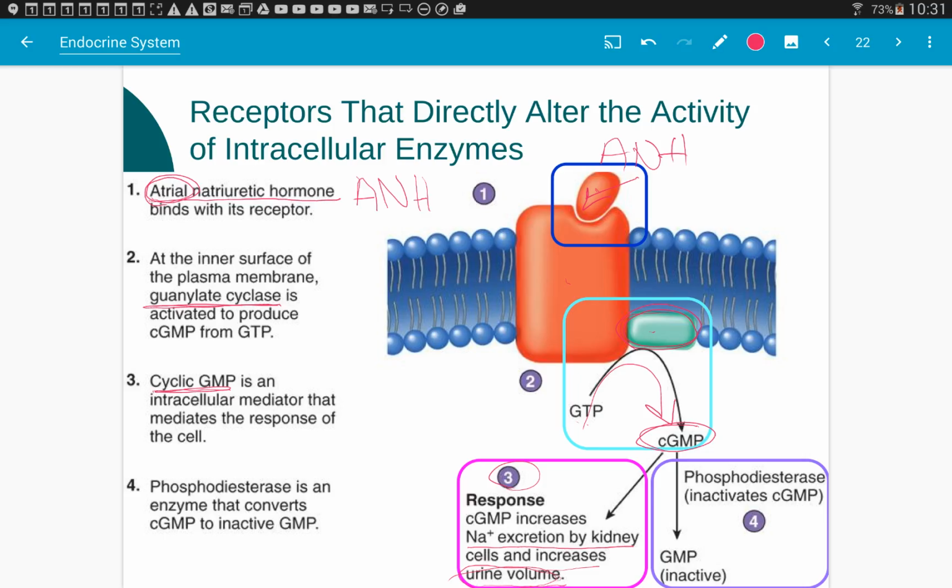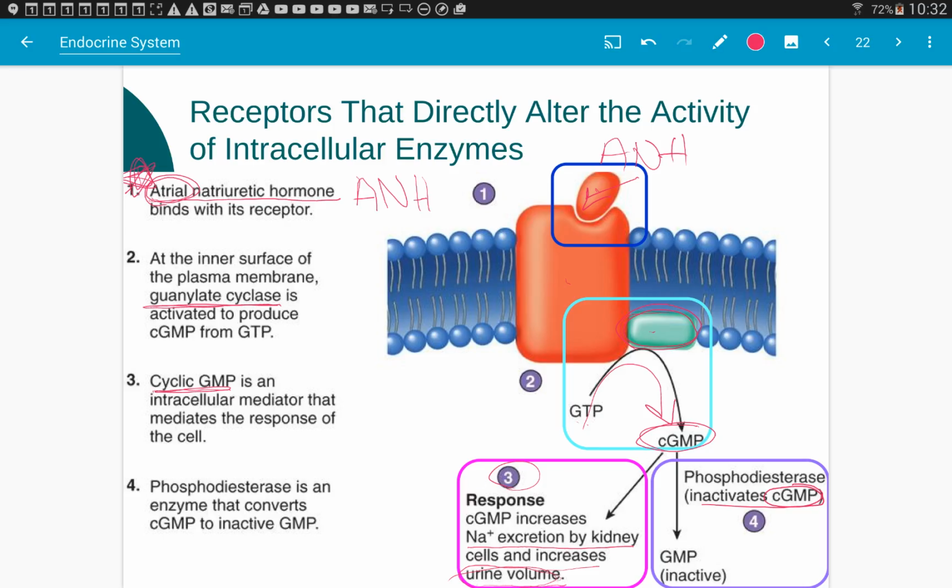Okay, so atrial natriuretic hormone was triggered when there was too much blood in the system, and one way to get rid of that extra fluid is to get rid of it through the kidneys. And it will reduce that fluid in your bloodstream and therefore reduce blood pressure. Okay, another effect over here, phosphodiesterase, has the ability to inactivate cyclic GMP, and it stops the process. So the response is a pretty good response.